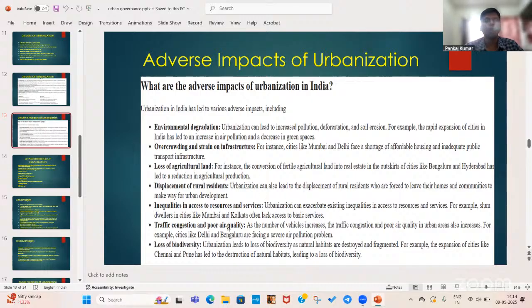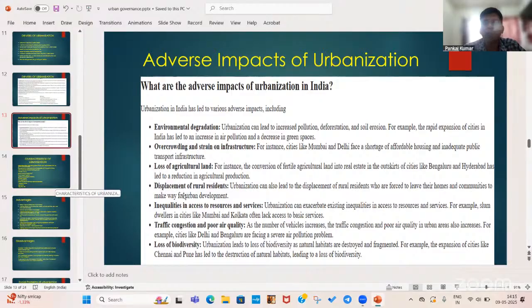Okay. Then last comes loss of biodiversity. Urbanization also leads to loss of biodiversity as natural habitats are destroyed and fragmented. For example, expansion of cities like Chennai and Pune led to destruction of natural habitats, which in turn is causing loss of biodiversity. So these are the adverse impacts of urbanization, right?